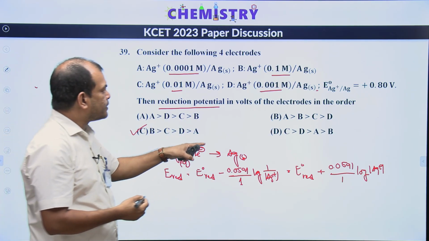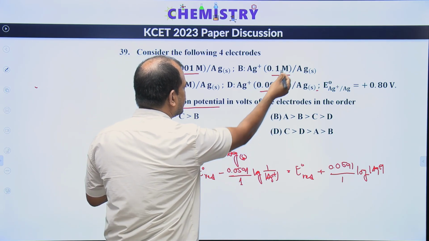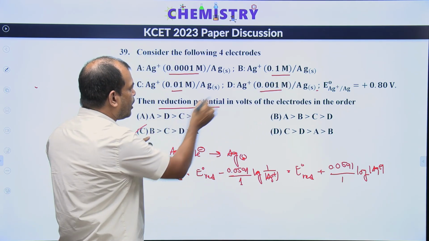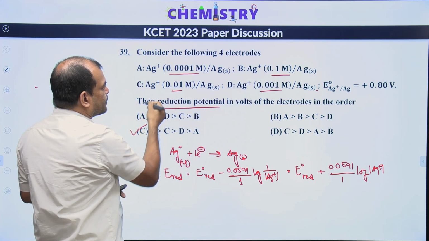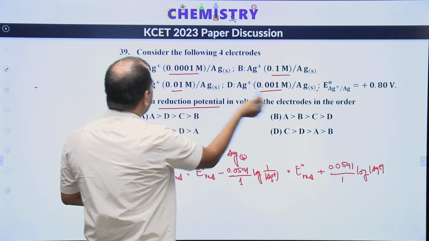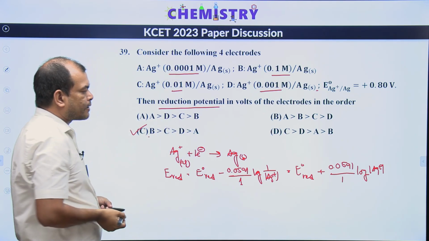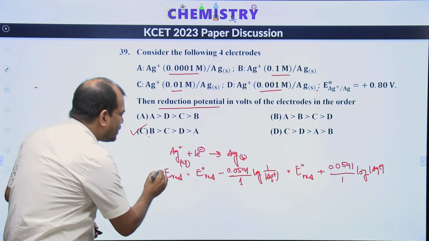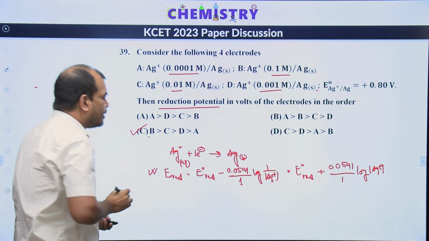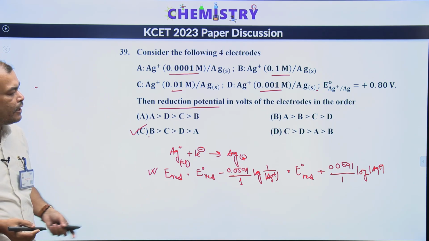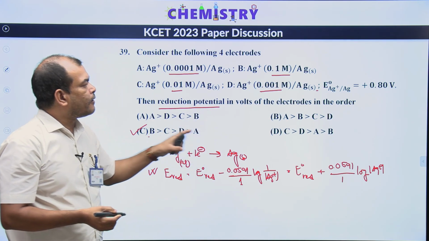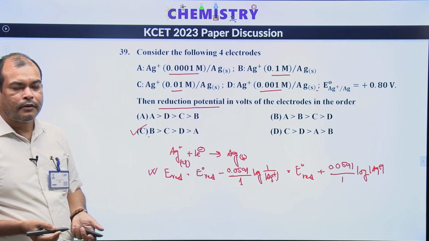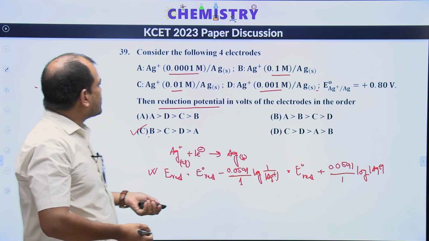No need to do anything else. I can say it from here. This is highest, B. After B, the next option is 0.01. After that, the next option is 0.001, and the last option is the same thing. Therefore, you just need to know what the reduction potential expression is. If you can write down this reduction potential expression, it will become very simple to solve it. Okay? Now we move to the next question.